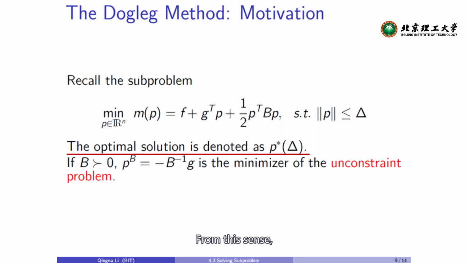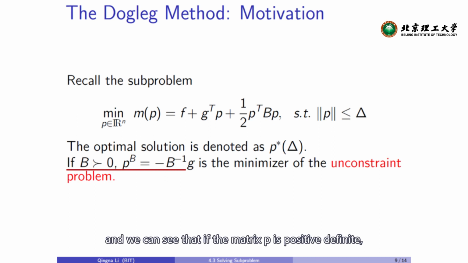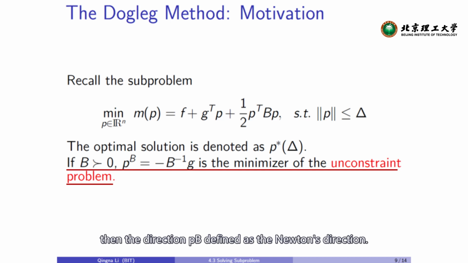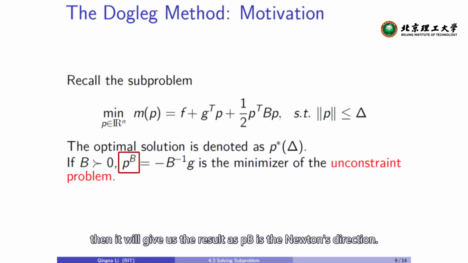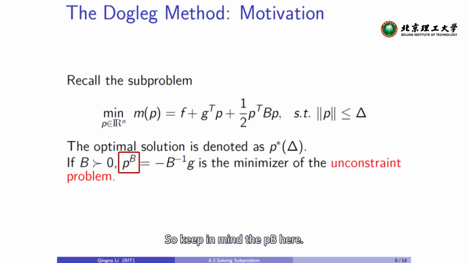From this, we can see that if the matrix B is positive definite, then the direction p^B, defined as the Newton's direction, is the minimizer of the unconstrained problem. If we forget about the trust region restriction and solve the model function directly, it will give us the result p^B, the Newton's direction. So keep in mind the p^B here. p^B actually means the full Newton's step.